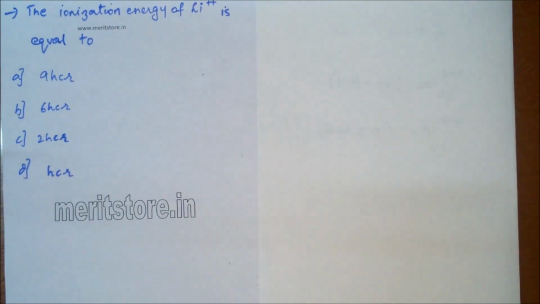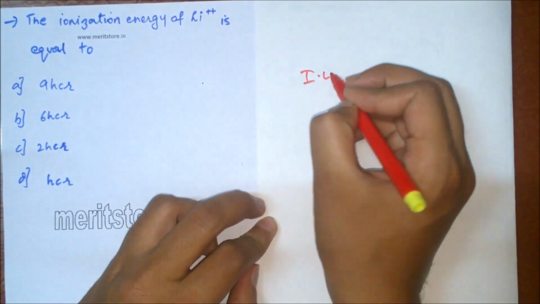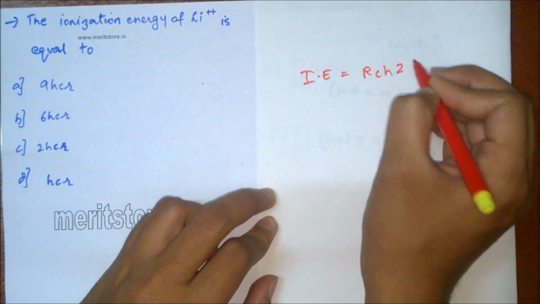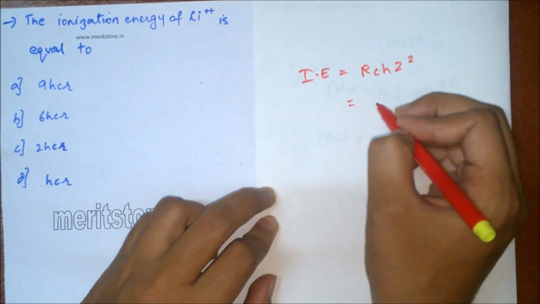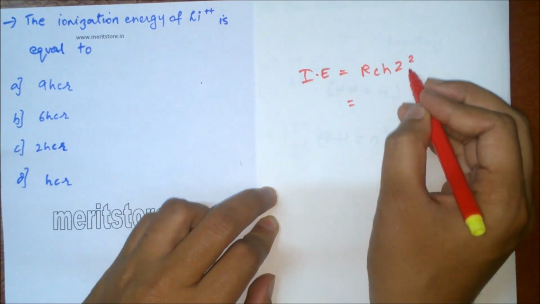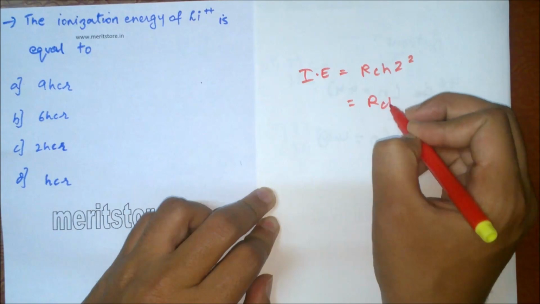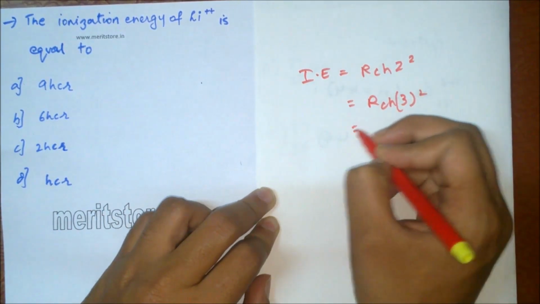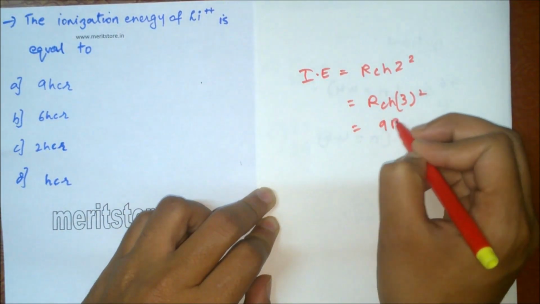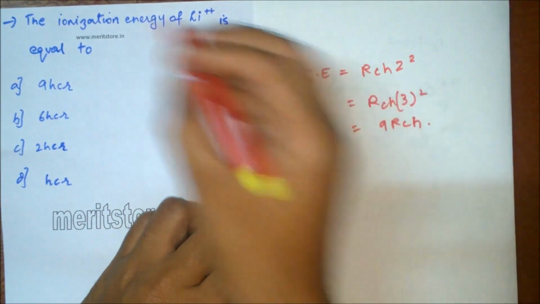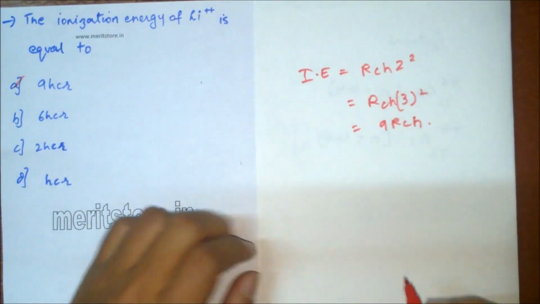The ionization energy of lithium ion is equal to, we know that ionization energy is equal to RchZ squared, where Z is the atomic number. Substituting Z is equal to 3 as it is lithium ion, we get Rch into 3 squared. So we can write this as 9 Rch. So option A is the correct answer.